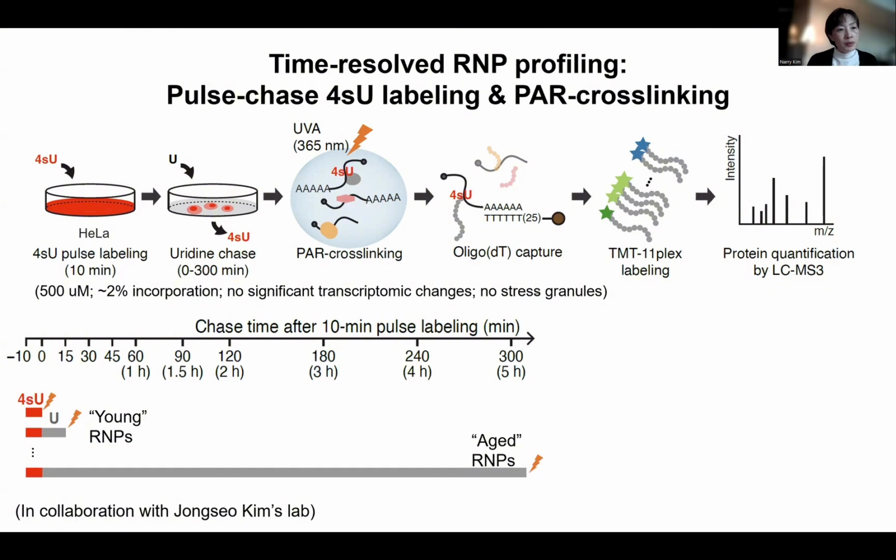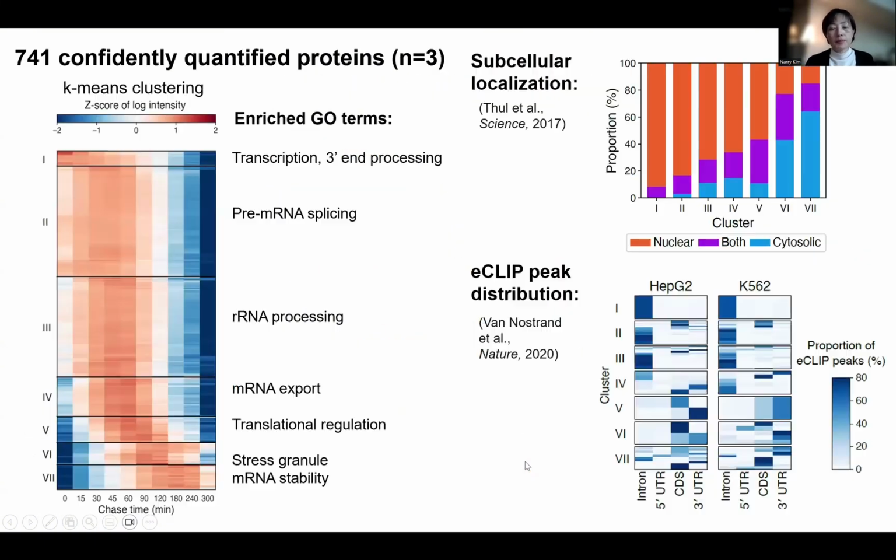So, for instance, after 10 minutes and waiting for 15 minutes and capturing the RNPs, you'd have young RNPs. But if you wait for 5 hours and then irradiate and capture RNPs, these labeled RNAs were synthesized like 5 hours ago. So these are aged RNPs. So from this experiment, we identified more than 700 proteins. And according to their RNA binding dynamics, we could cluster them into 7 clusters.